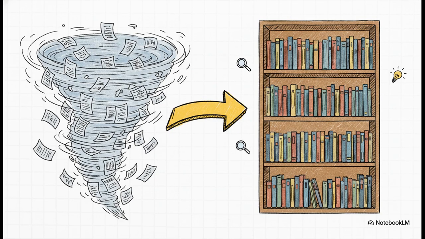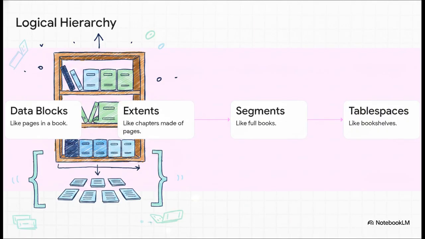To make sense of this, think of your database like a massive, well-organized library. You wouldn't just dump millions of loose pages on the floor and hope for the best, right? You organize them. And Oracle does the exact same thing with your data. To keep everything straight, Oracle builds a really neat hierarchy from the ground up. We start with data blocks. Those are your individual pages. Group those up and you get extents, which act like chapters. Build those up further into segments, which are your full books. And finally, they sit in tablespaces, which are essentially your bookshelves.